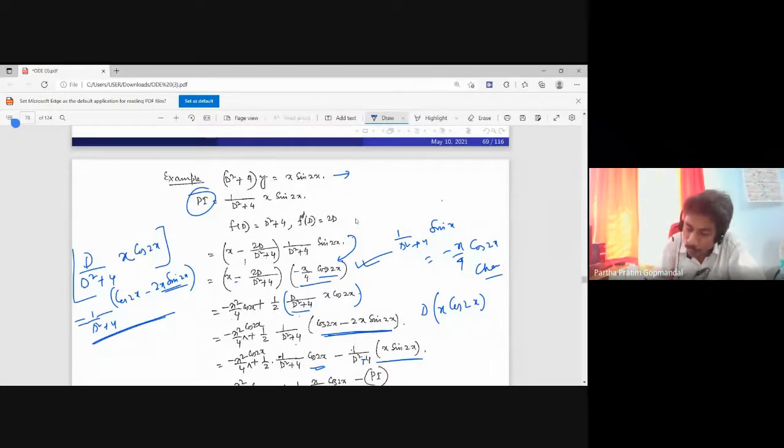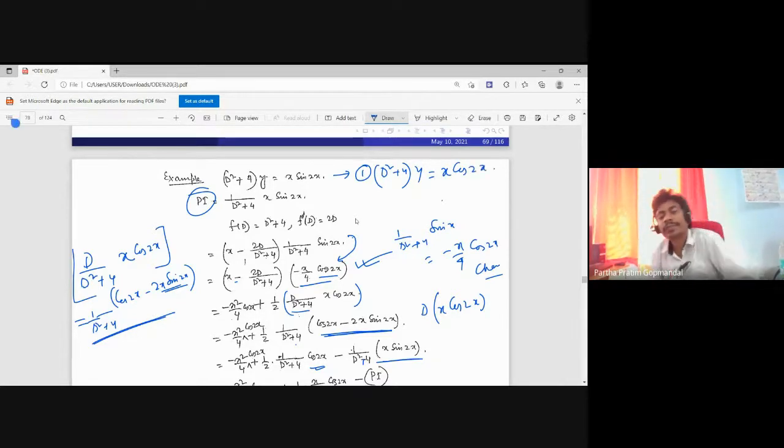And again, consider another problem here: D square plus 4y equals x cos 2x, instead of sine 2x. Consider x cos 2x.